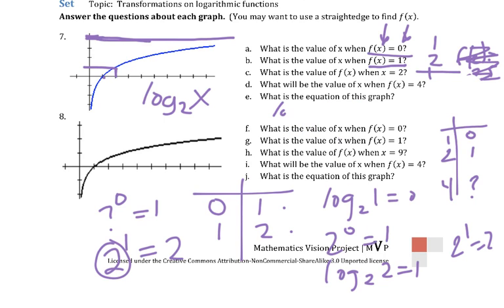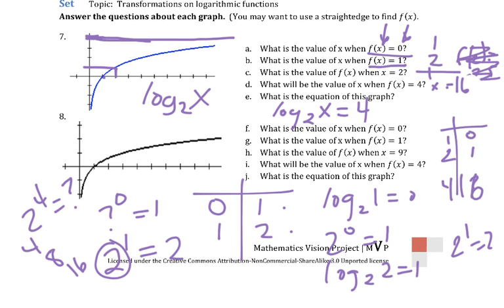Oh, it's because log base 2 of what would equal 4? I was doing it backwards, wasn't I? So it'd be 2 to the 4th equals what? Well, 2 squared is 4, times 2 is 8, times 2 is 16. So that would have been x equals 16. 16. So we'd get that for our equation. Okay? Kind of a lot of work for that one, isn't there?